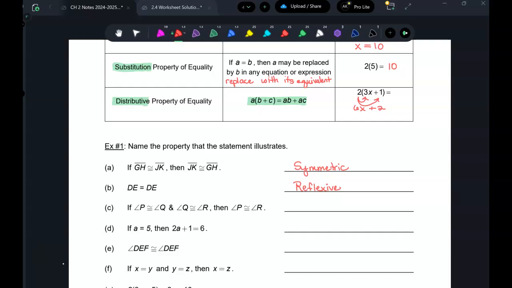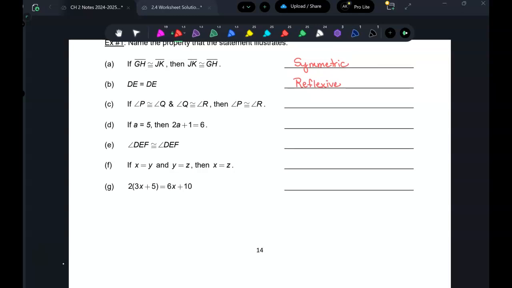Okay, C, if angle P is congruent to angle Q, and Q is congruent to angle R. Is it transitive? Yeah, so remember Fred made that train. It looks like a train, so transitive. Did some of these repeat?